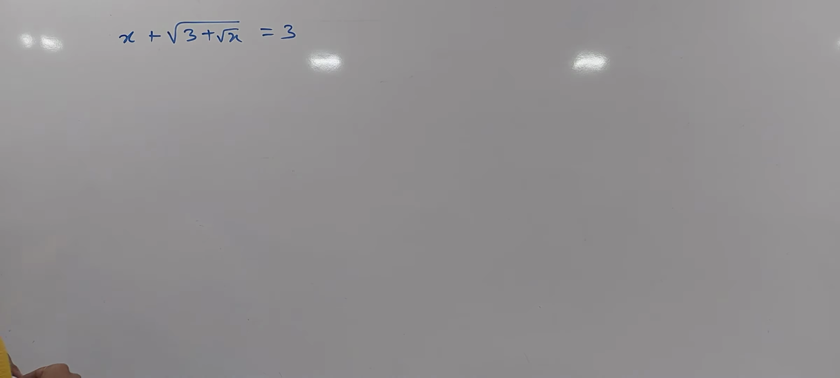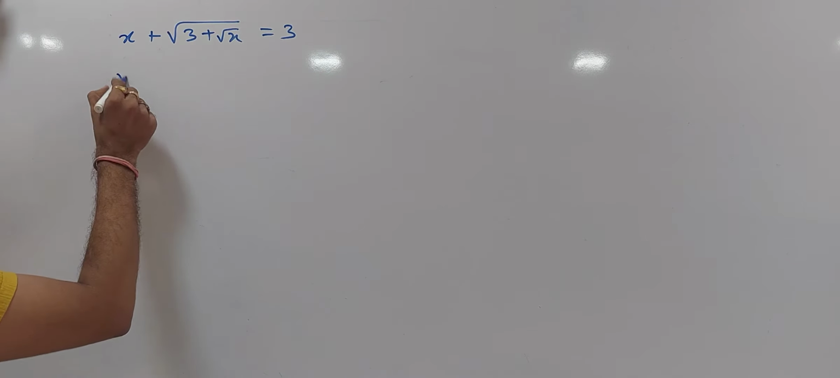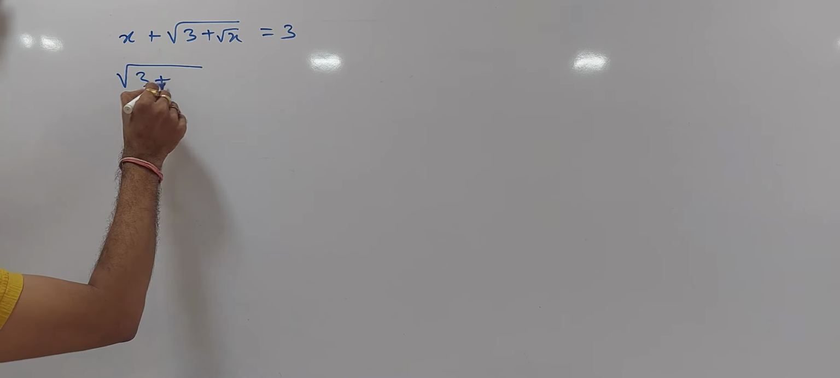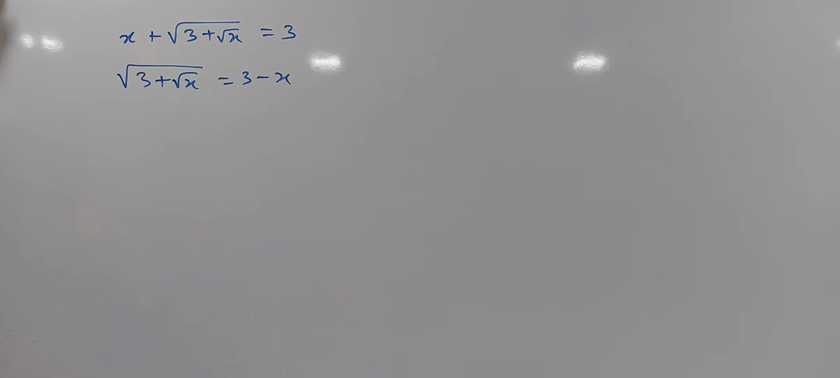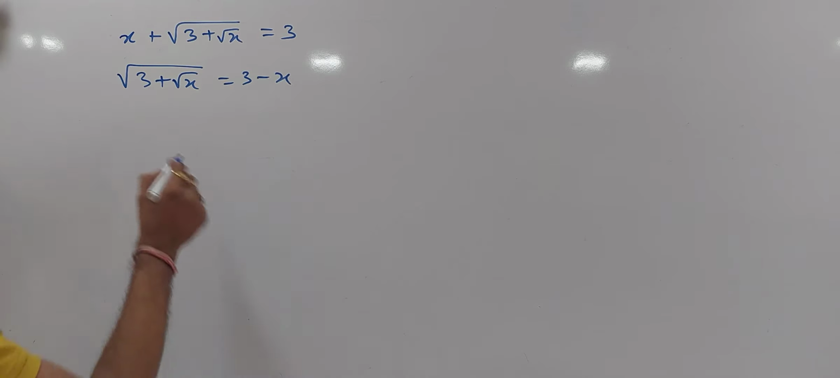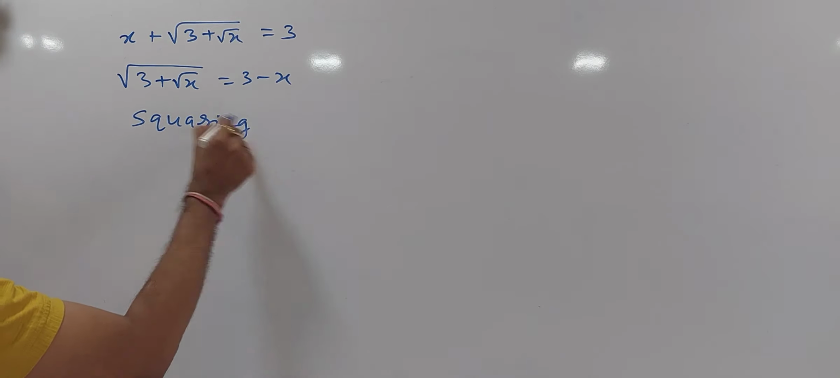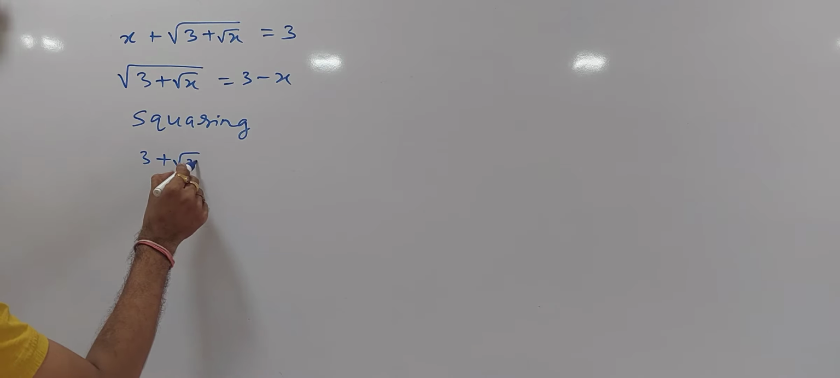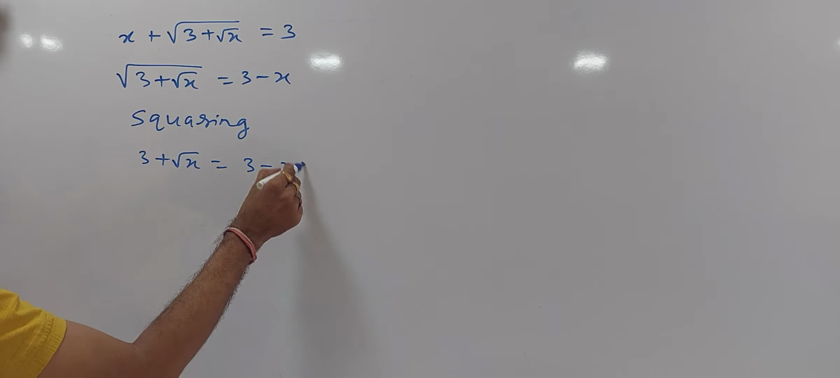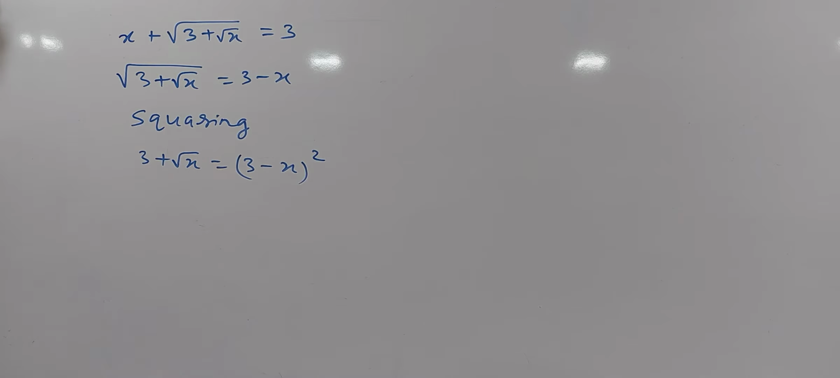I hope everyone got the first step, that is x should be shifted to the other side. So it will be 3 plus root x is equal to 3 minus x. And the next step is squaring. So when I square it out, I get 3 plus root x is equal to 3 minus x, the whole square.